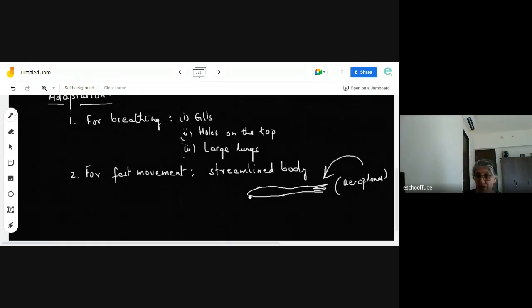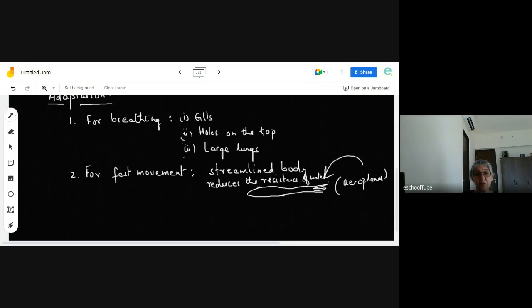For faster movement, what happens? Friction is lesser if we have a streamlined body. A streamlined body reduces the resistance of water because it covers lesser area.